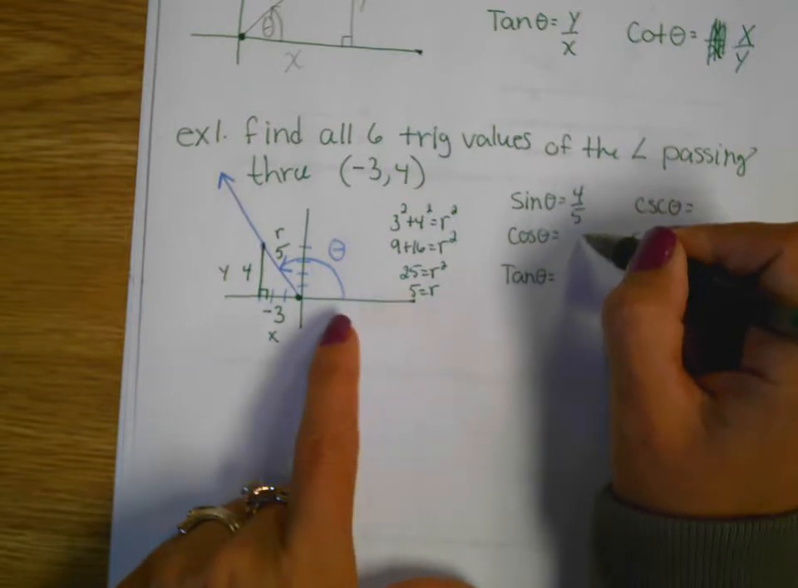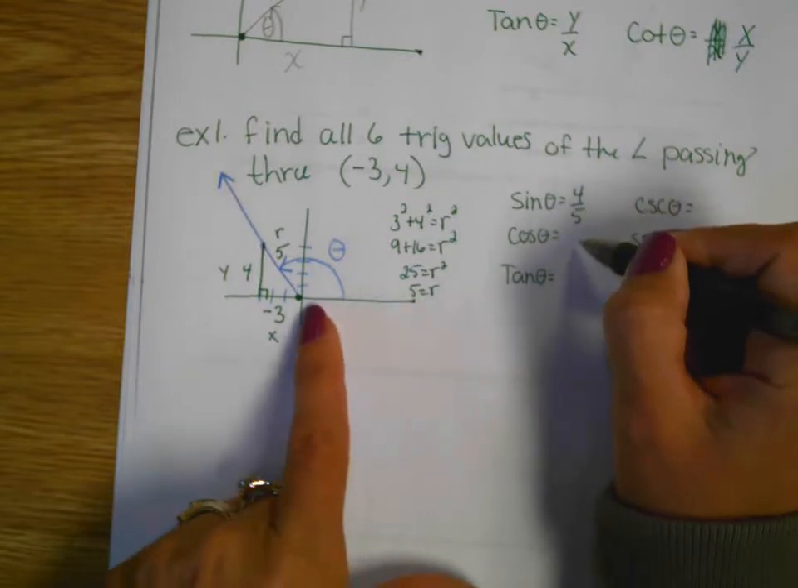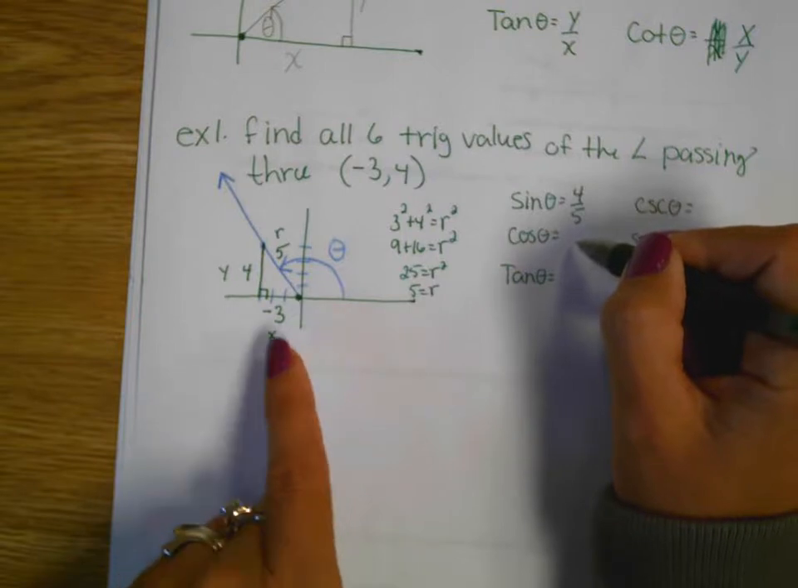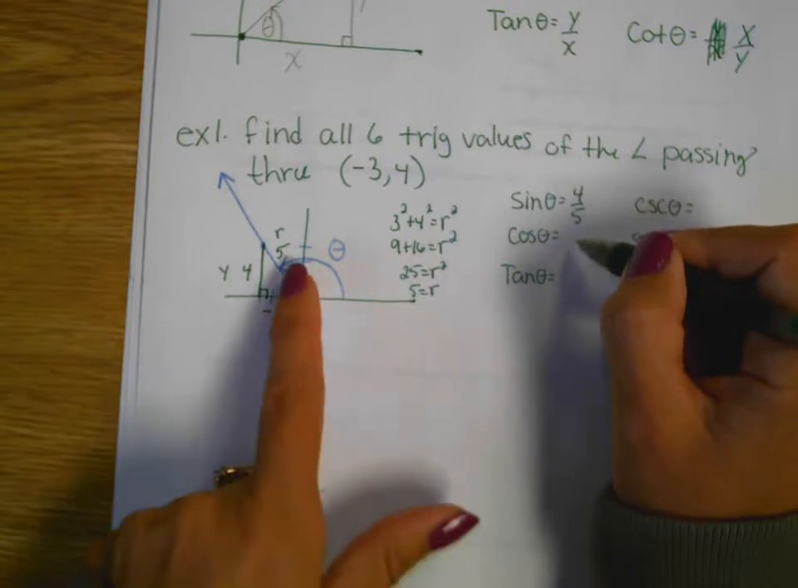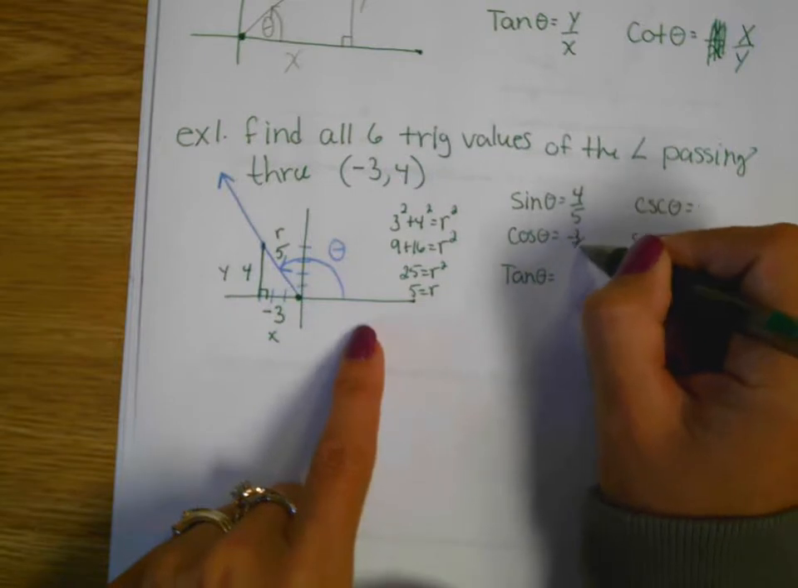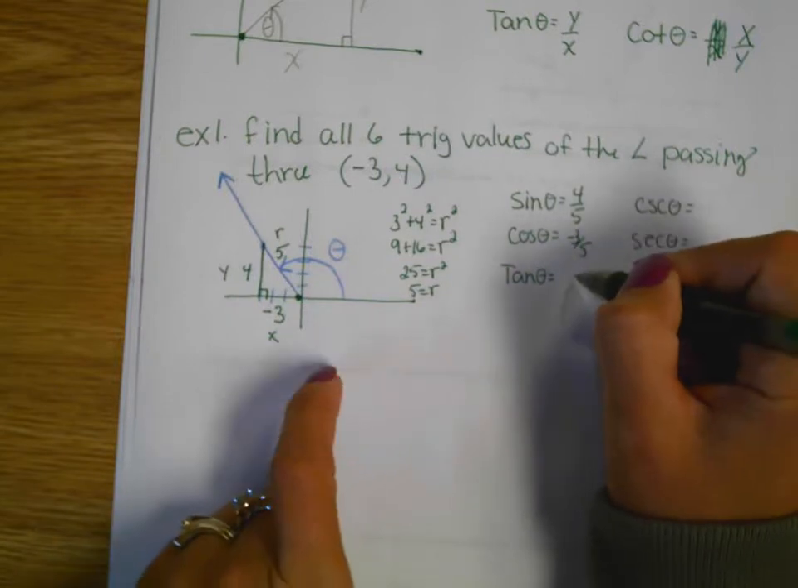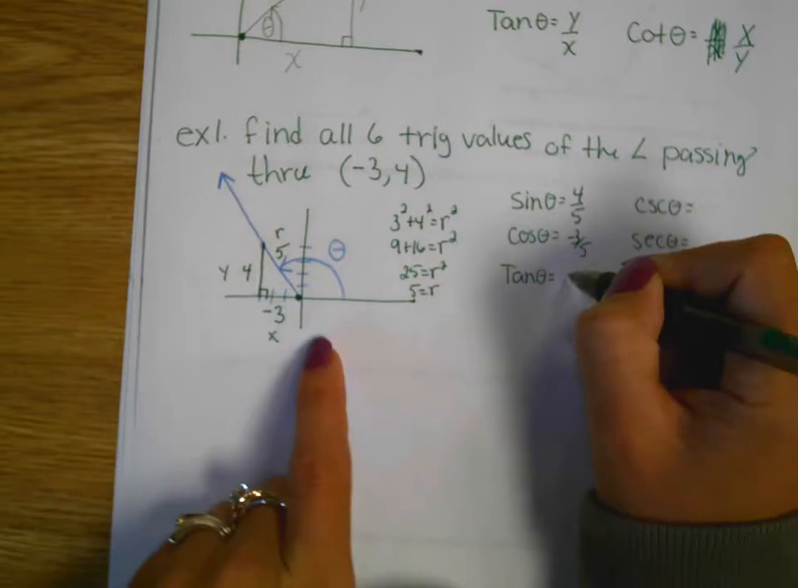Keep going. Yep, the x over r, or adjacent over hypotenuse, -3 over 5. And then the tangent. 4 over -3.